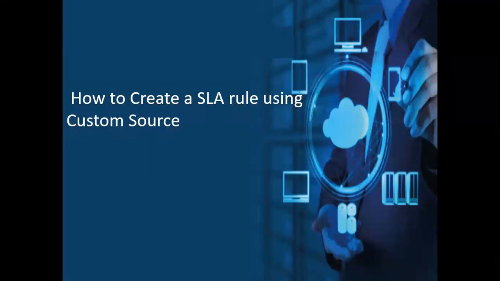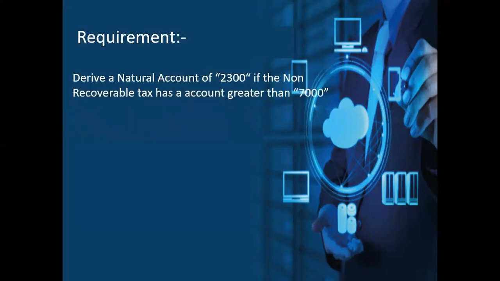In today's video, I'll be talking about how to create a SLA rule using a custom source. I've just taken a simple example. My requirement is to derive a natural account segment value of 2300 if the non-recoverable tax account is greater than, say, 7,000. Whenever you create your AP invoice, you have two kinds of taxes.